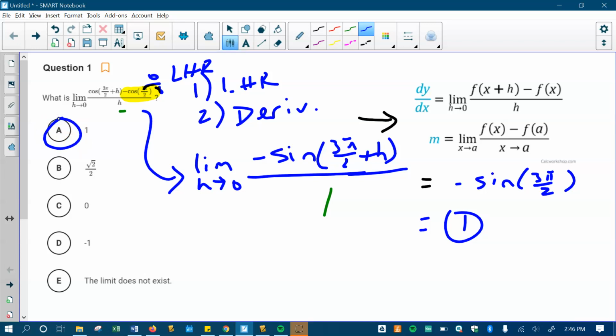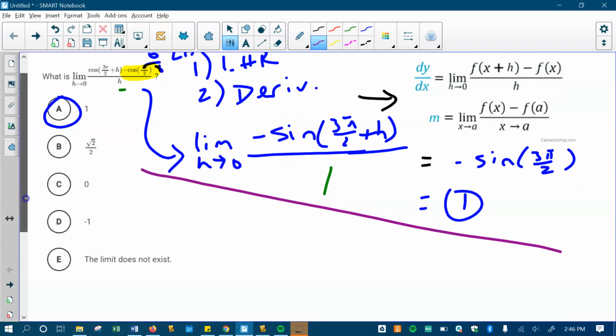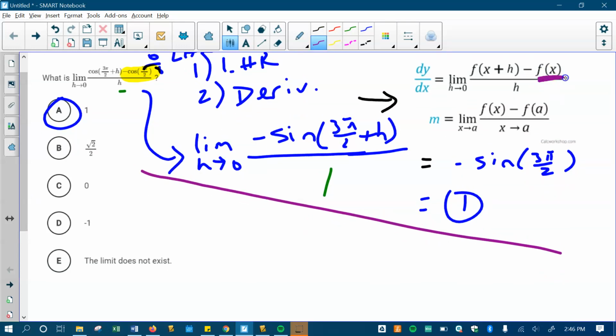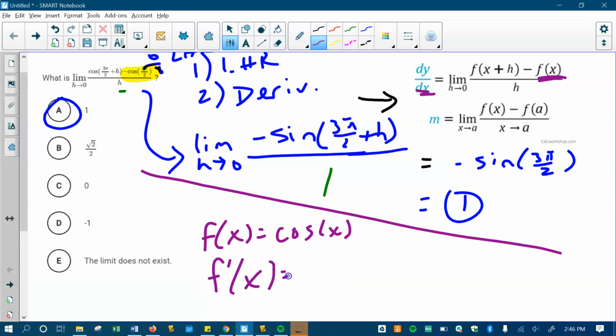Alright, let's do it with the derivative. I'll do this work in purple. The way you do it with a derivative is you find the function. So what function could we possibly be using? The function that we're using is cosine of x. Since we are looking at a derivative here, we take the derivative. f prime of x is negative sine of x.